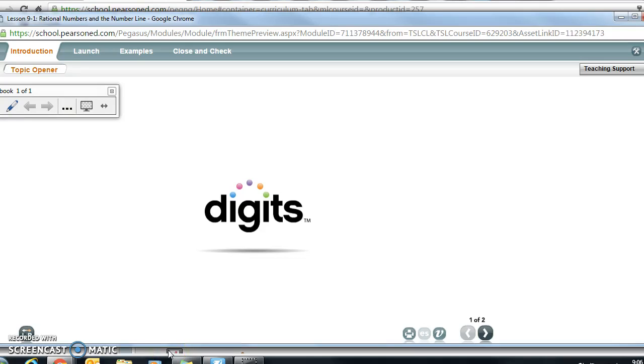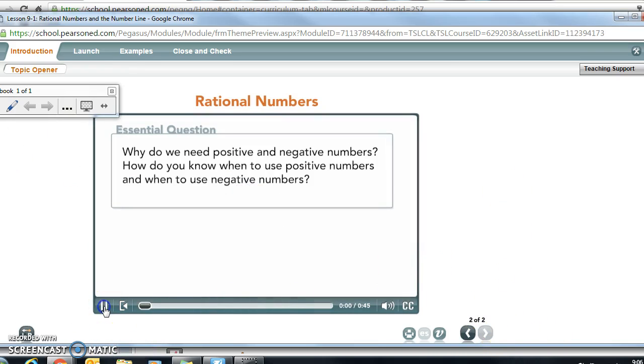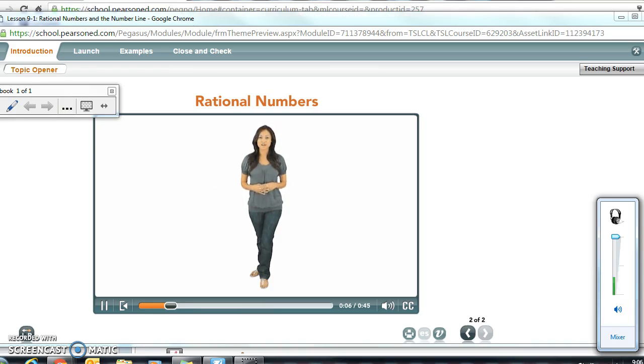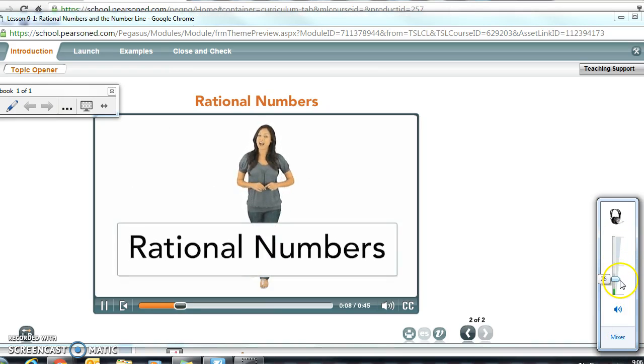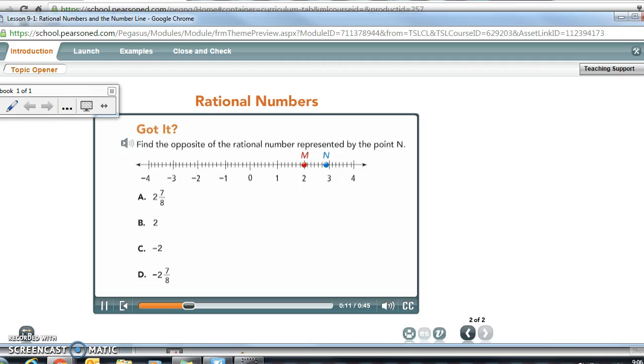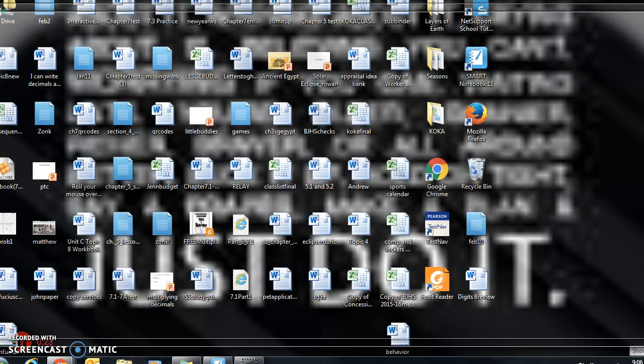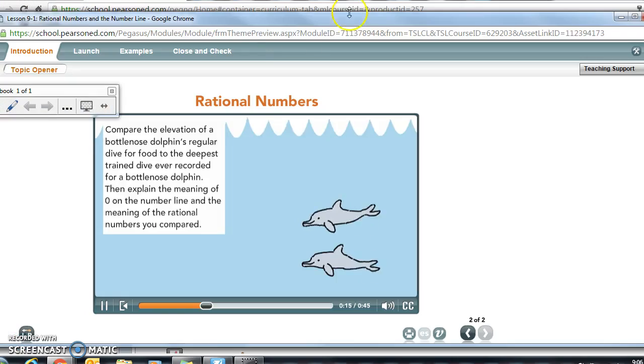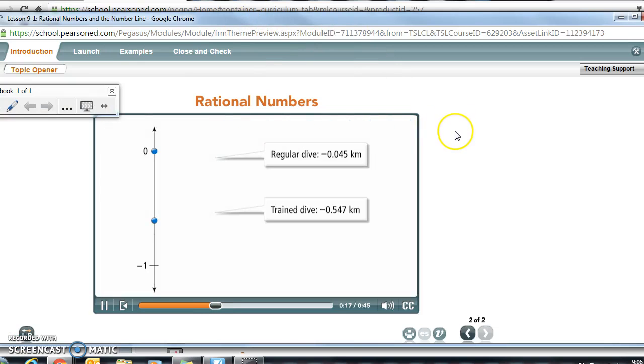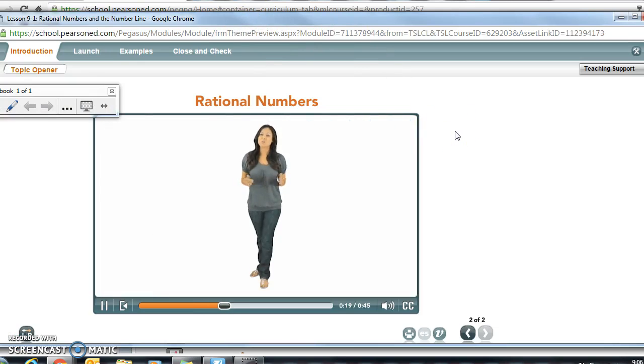So today we're going to start with 9-1, and in Chapter 9 we're going to talk all about rational numbers and the number line. In this topic, we'll focus our attention on rational numbers, what they are and how to use them. We'll find out what it means for one rational number to be greater than another rational number, and how a number line can be used to compare rational numbers and their absolute values. We will even see how to interpret the ordering of rational numbers in real-world situations.